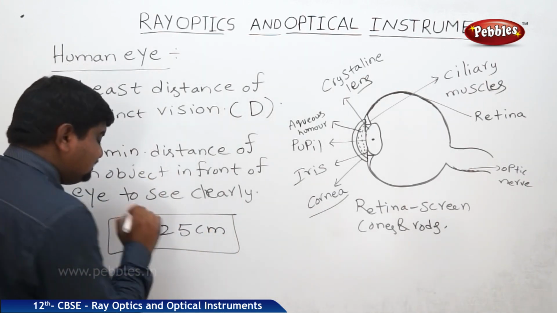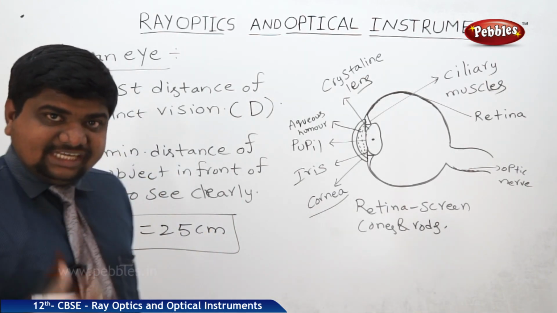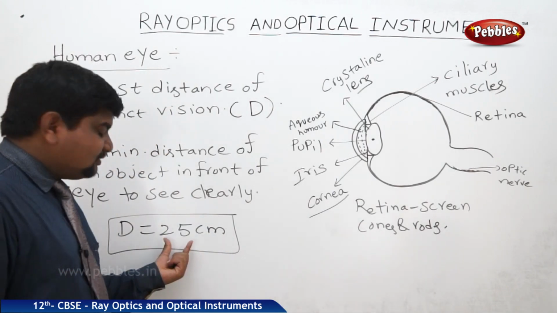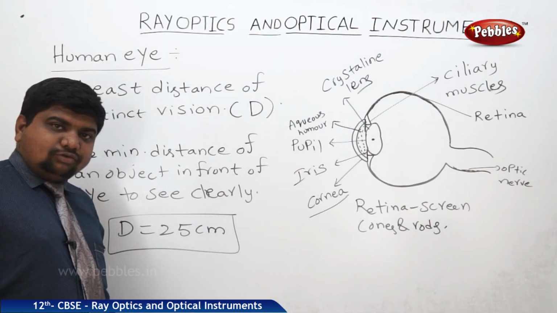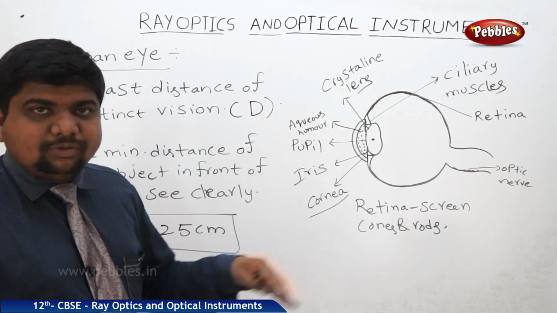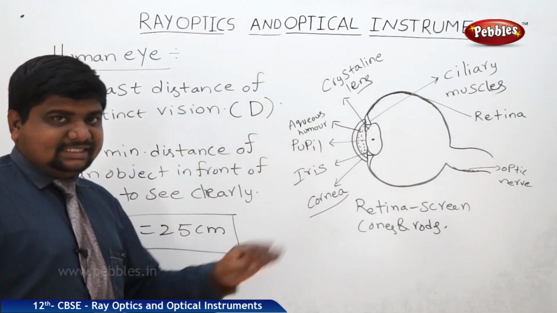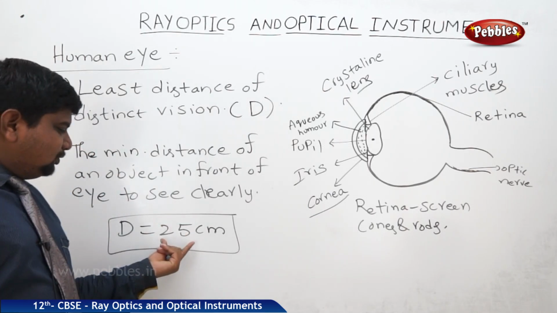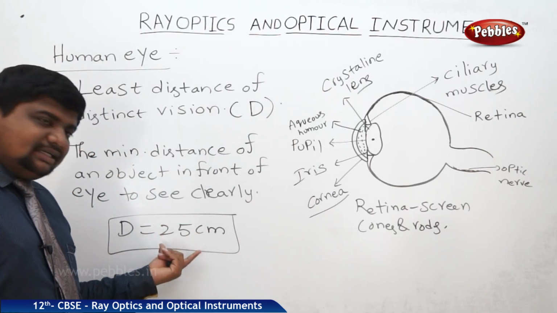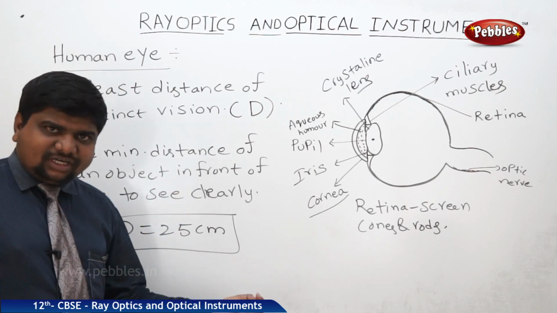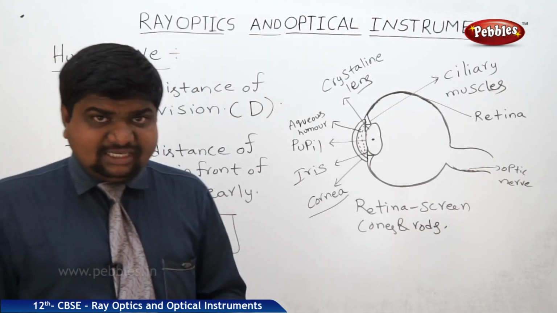But this D value is going to change with age. For small kids, this value lies below 25. For people who are growing, or aging people, it may increase. So with respect to the distance, this distance means less than 25 or greater than 25, if a person is able to see the object clearly.